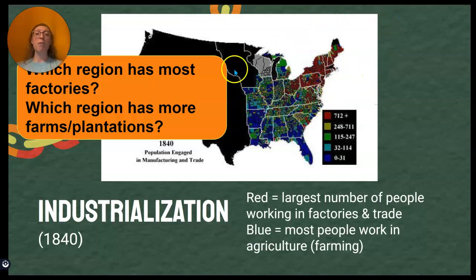Remember, in this map, red shows the more people working in manufacturing and trade, so the more factories are where it's in red. And the least people working in manufacturing and trade would mean that more people were working on farms and in agriculture. And so where do you find the farms, agriculture, plantations?